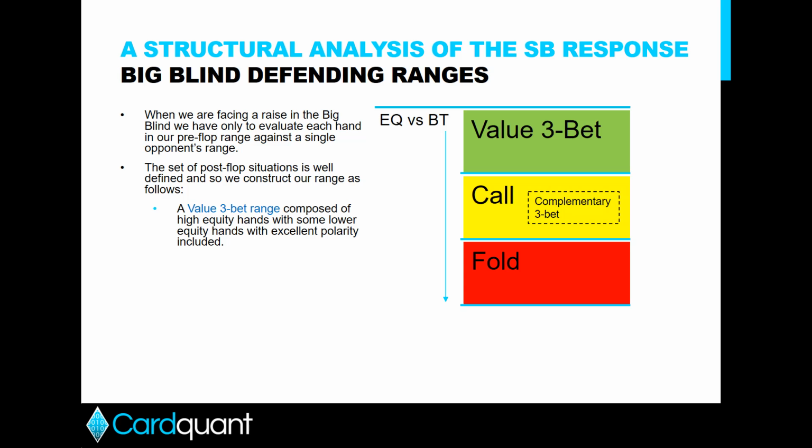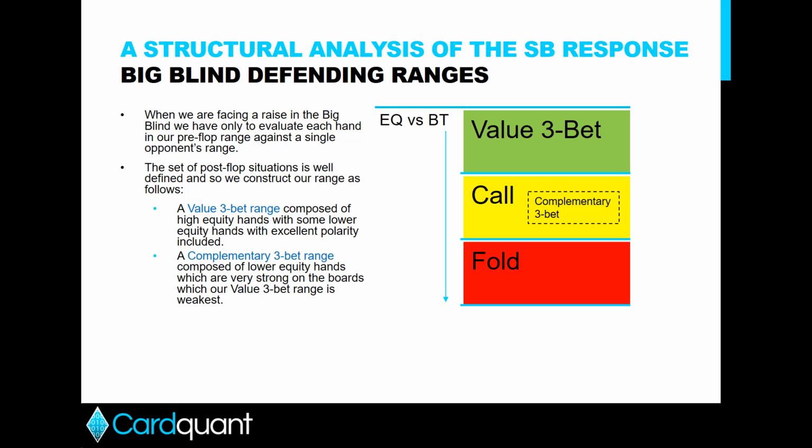We use a value 3-bet range composed of high equity hands with some lower equity hands with excellent polarity included. We'll be discussing polarity in a lot of detail later. Suffice to say for now, it's roughly interpreted as a measure of how large a pot our hands can tolerate when they hit the flop well and how often that happens. So it's a skewness of the equity distribution.